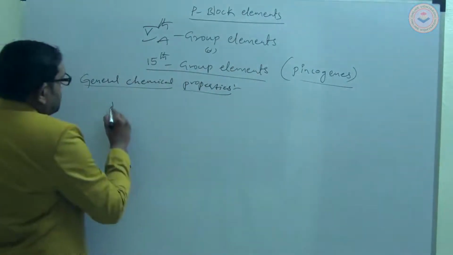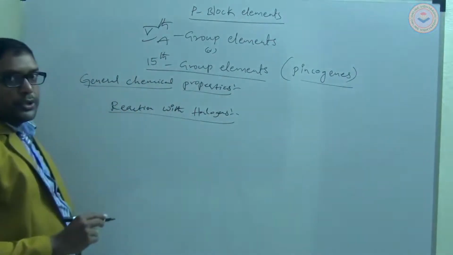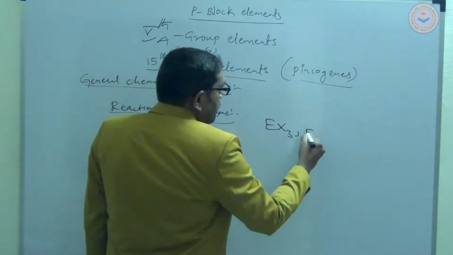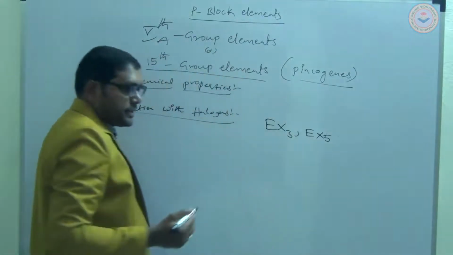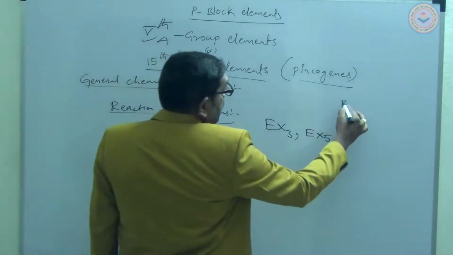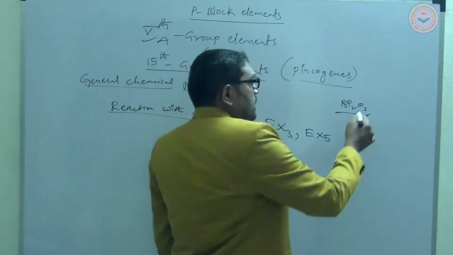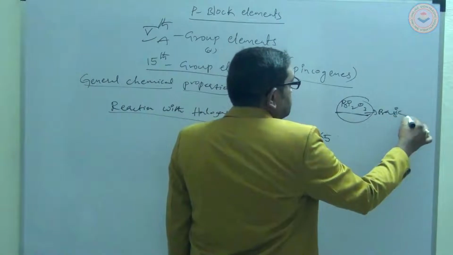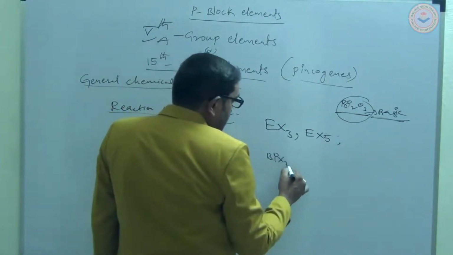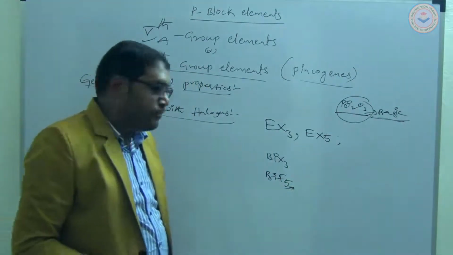Next, reaction with halogens. The 15th group elements react with halogens to form EX3 type of halides and EX5 type of halides. In oxides, bismuth forms only the trioxide; it never forms the pentoxide, and the trioxide of bismuth is basic. Except bismuth, the remaining elements form both. Bismuth forms only trihalides, and it exists in pentafluoride form only.